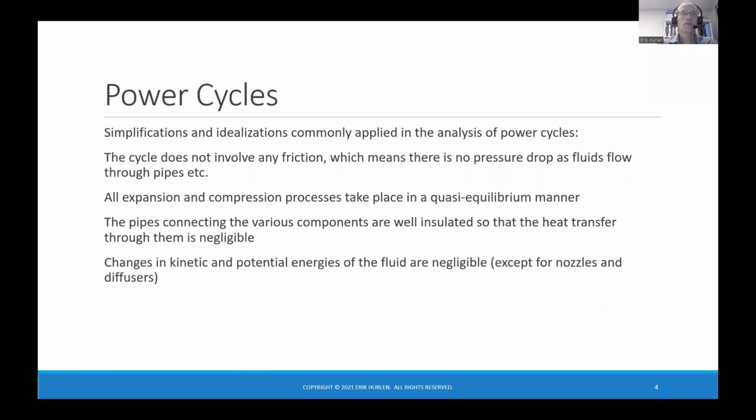It was mentioned that a few approximations are generally used in the analysis. These generally involve the following. There is no friction. This means there is no pressure drop in the fluid as it flows through any pipes. Any expansion or compression occurs as a quasi-equilibrium process. The pipes are well insulated, so there is no heat transfer through them. In other words, the only heat addition or loss are the ones stated, either Q_in or Q_out. There's no other heat. And finally, any changes in kinetic or potential energies can be neglected, unless there are any nozzles or diffusers involved.